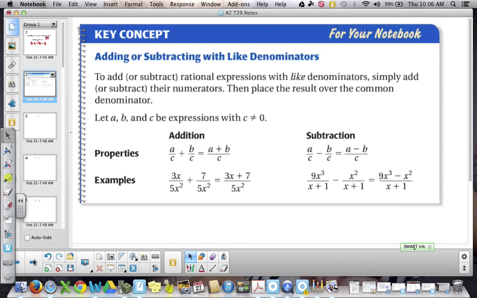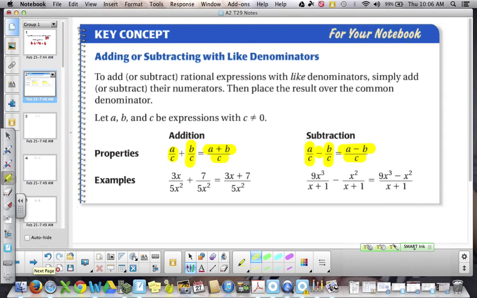So if we have a, b, and c be expressions where c can't equal 0, then your addition property here is that a over c plus b over c is equal to a plus b over c. So again, you keep the same common denominator, and you just add the numerators together. Same thing with subtraction. If you have a over c minus b over c, then that's equal to a minus b over c.